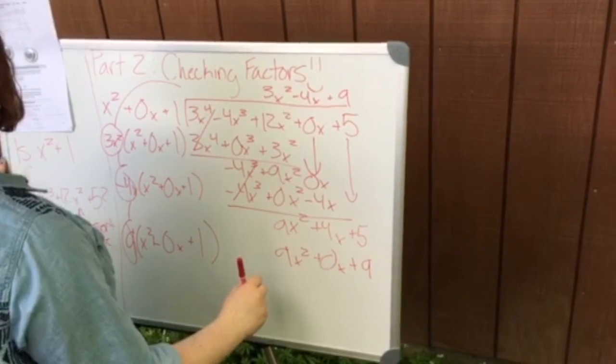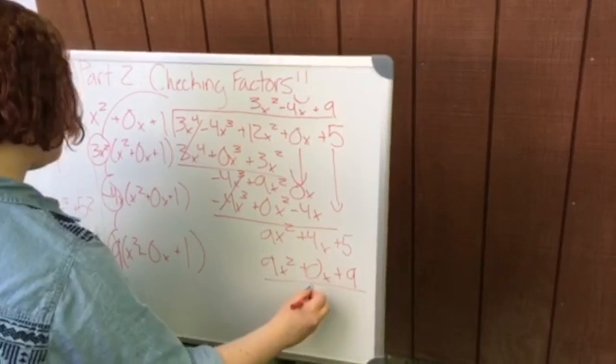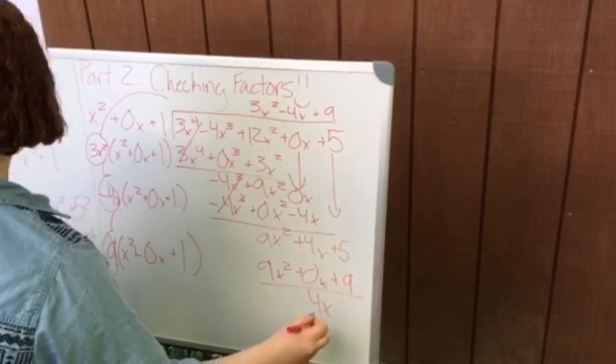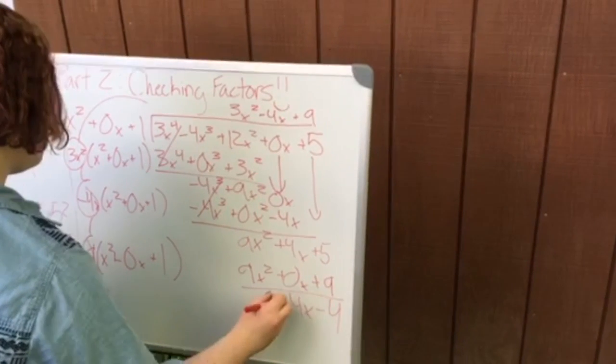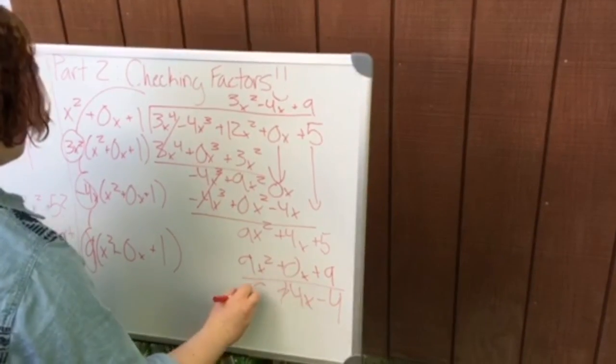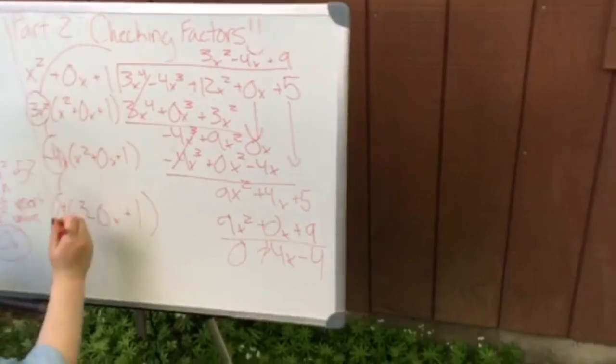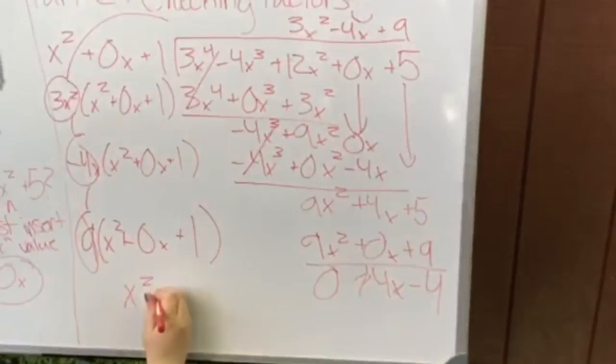Finally, you would subtract this last problem, and if your answer is 0, x squared plus 1 would be a factor. But in this case, the answer is not 0 and there is a remainder, meaning that x squared plus 1 is not a factor of this polynomial problem.